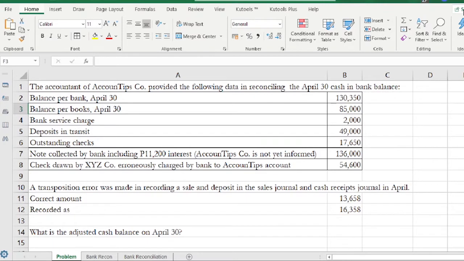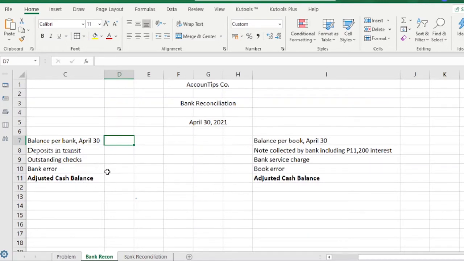In solving this problem, we can either start with the book or bank balance because it will give us the same result either way. For my solution, I will start with the balance per bank amount and adjust this for necessary bank adjustments. As you can see in this sheet, I have already written the necessary information needed by the balance per bank and balance per book.